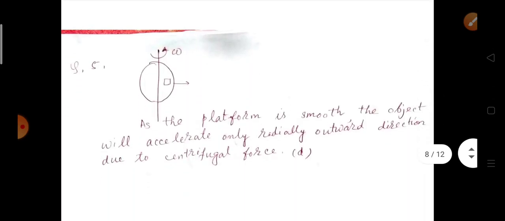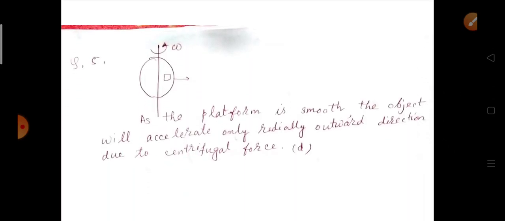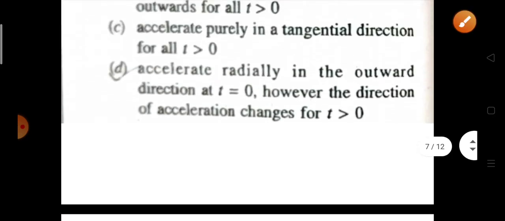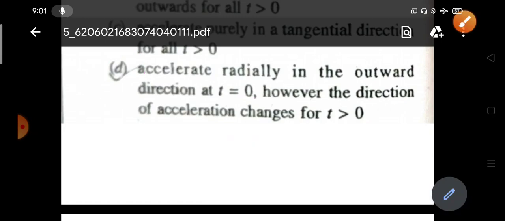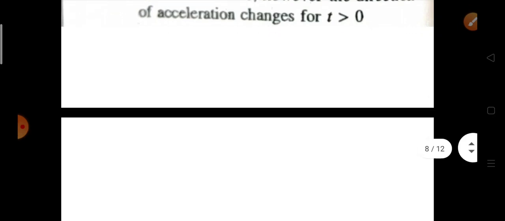Now, what you have to understand here is that the platform is smooth and the object is accelerating, so it will accelerate only in the radially outward direction due to its centrifugal force. So option D is the correct answer: it accelerates radially outward at t equals 0, and the direction of the acceleration changes for t greater than 0, but it is always radially outward.